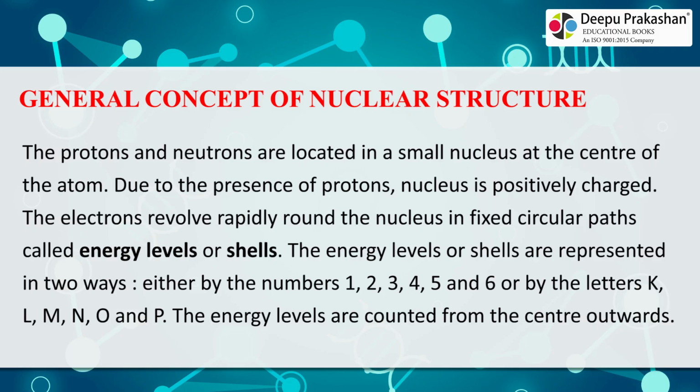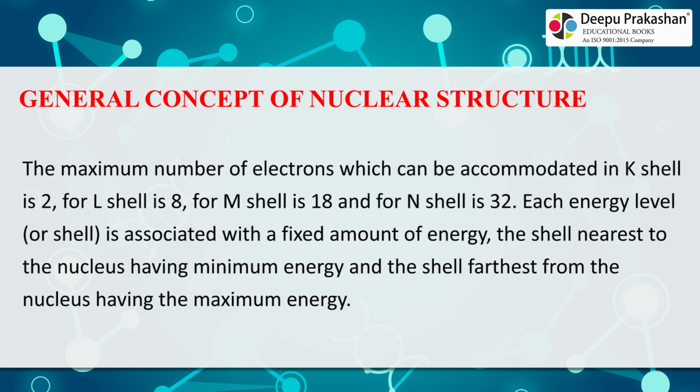The energy levels or shells are represented in two ways, either by the numbers 1, 2, 3, 4, 5 and 6, or by the letters K, L, M, N, O and P. The energy levels are counted from the center outwards. The maximum number of electrons which can be accommodated in K shell is 2, for L shell is 8, for M shell is 18 and for N shell is 32.